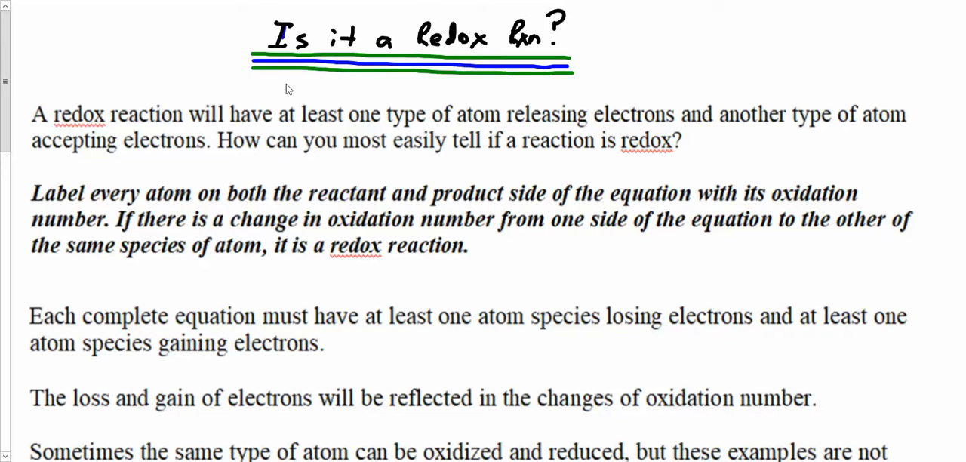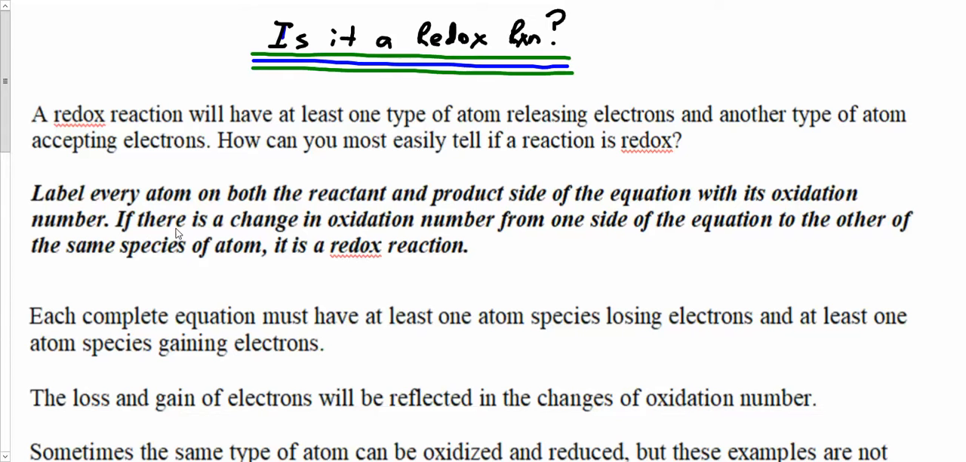Alright, how do we determine if a reaction is a redox reaction? So remember, in a redox reaction we have one atom that is going to be releasing electrons and another atom that is going to be accepting electrons. So how do I do it?